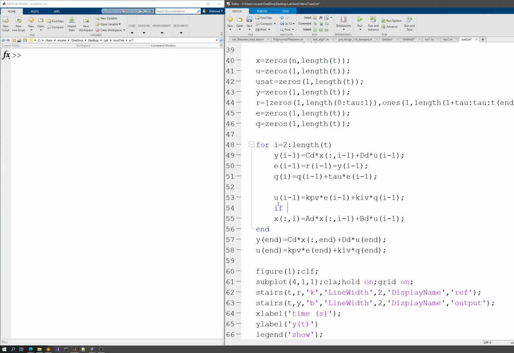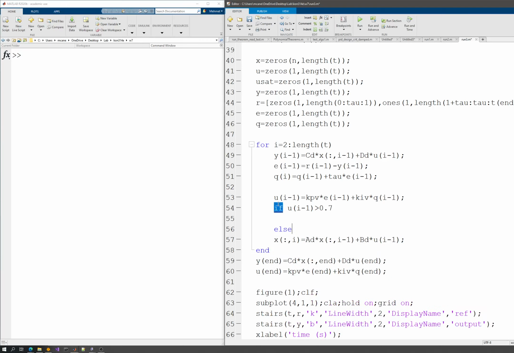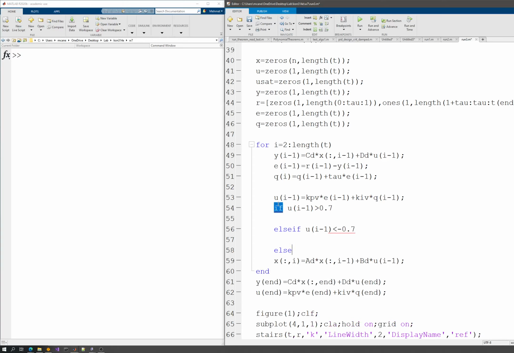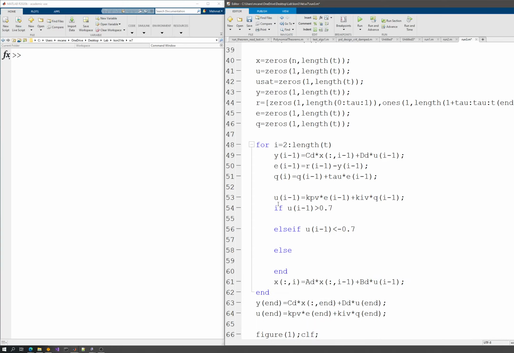Now, once I have calculated my control input that is ready to be applied to the system, I will look at my value here. If the value of the control signal that I've calculated is bigger than 0.7, then I will have to use something else. And if it is less than minus 0.7, this is the lower bound, then I will do something else. And if those are not the case, I'm free to use my control signal.